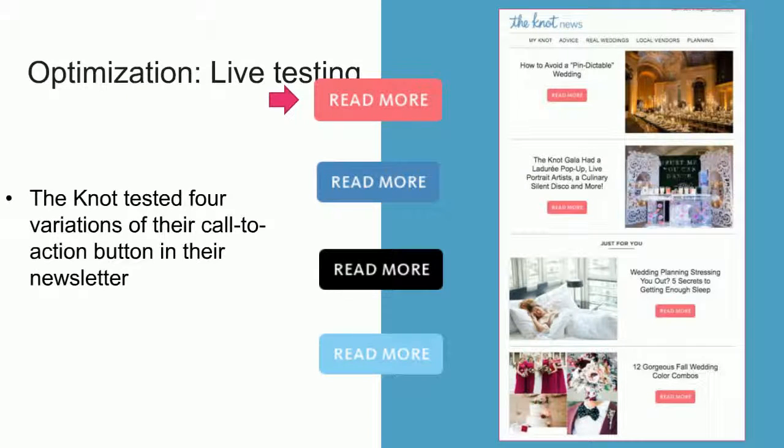So here we have an example from The Knot, and this is for their weekly newsletter, and they were testing the colors of the CTA buttons. So they had 4 different colors listed out here, and they saw that the pink actually had a higher click-through rate compared to the rest of the colors.